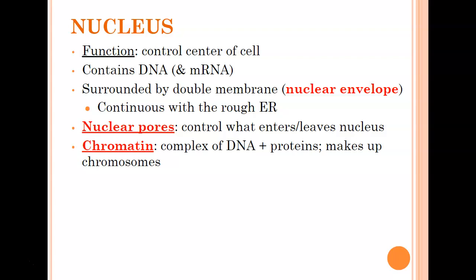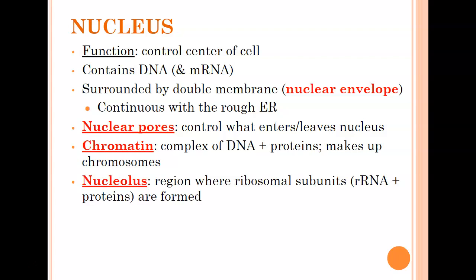Chromatin is that spaghetti-like stuff that you saw in the bacterial cells. It's got DNA. There's also proteins mixed in, and chromatin is the unpacked form of what will become chromosomes. It's the uncondensed version.